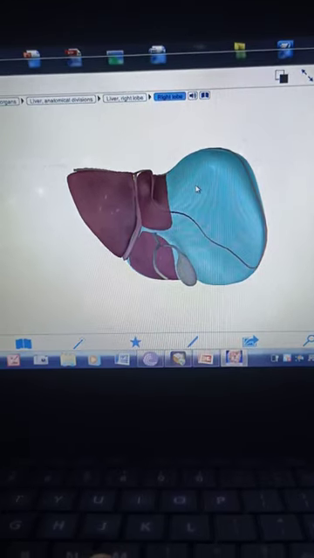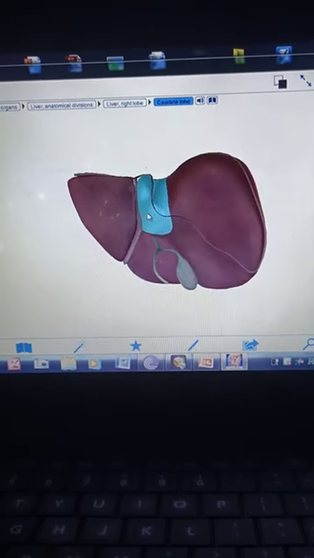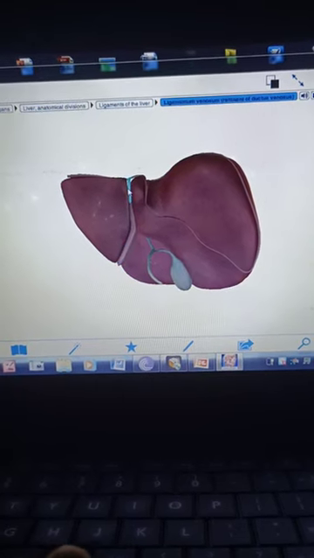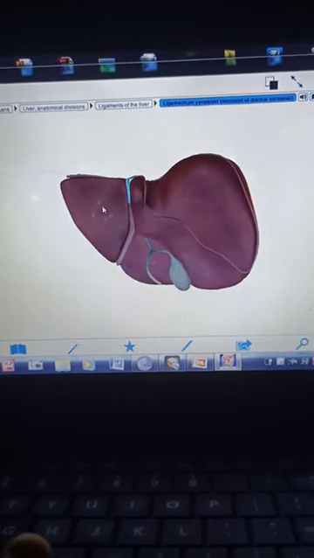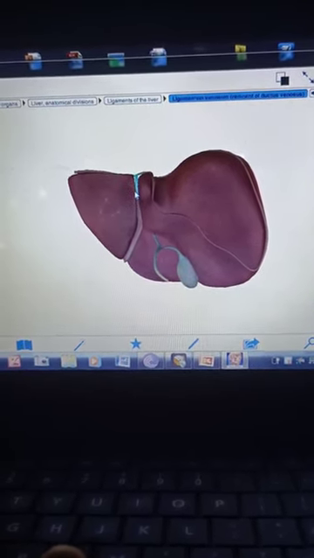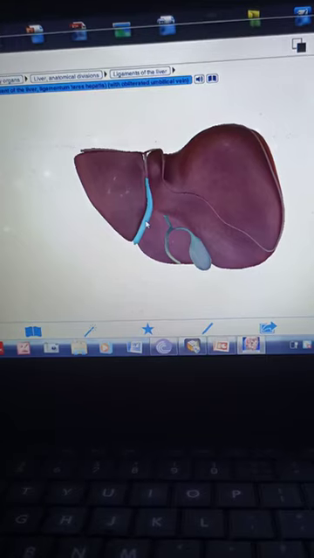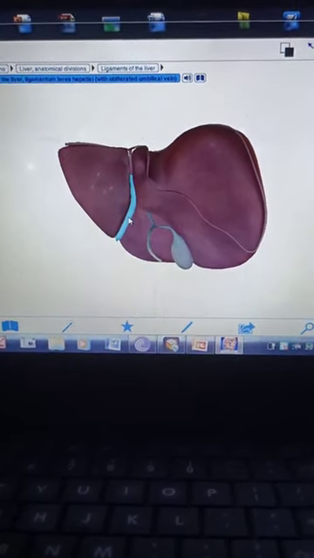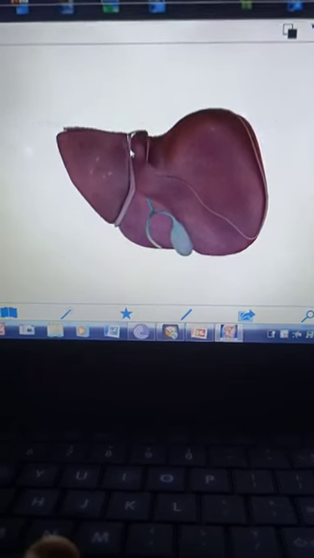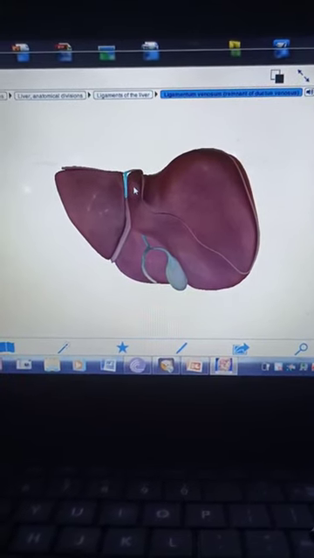So while taking the boundary of the caudate lobe, we can see on the left side a ligament which is separating the right and left lobes of the liver on the posterior surface, and this ligament is called the ligamentum venosum. And on the inferior aspect another ligament is present, called the ligamentum teres. So on the left side, the ligamentum venosum is present along the left side of the caudate lobe.